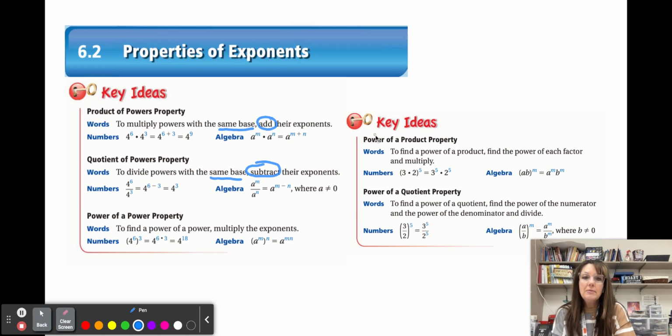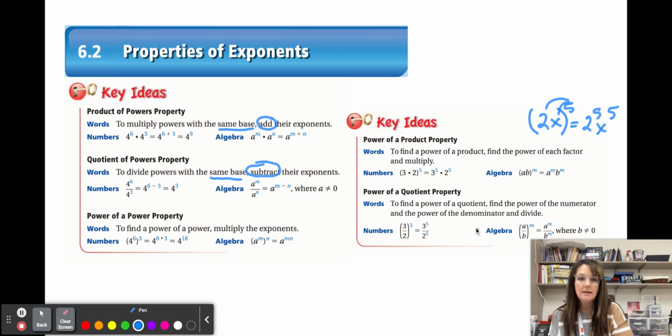All right, so then we have the power of a product. Now this is kind of a silly thing to show, like 2 times 3, because why wouldn't we just have that as 6? It becomes more relevant when we have variables involved, like 2x to the 5th power, right? Because then we're distributing this to both. So we would have 2 to the 5th and x to the 5th, so to speak, and then we can evaluate and so forth.